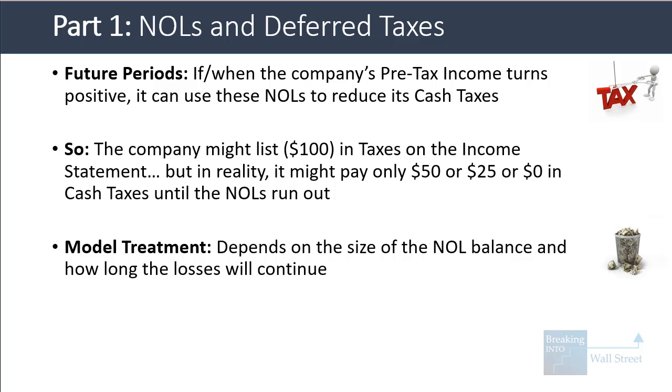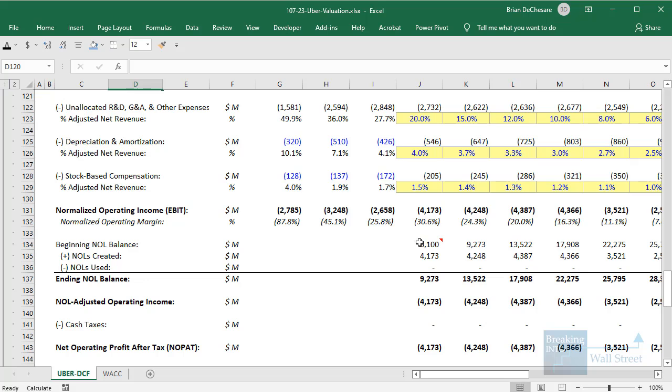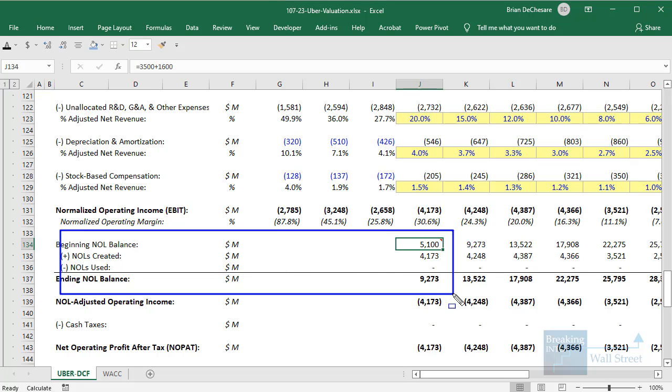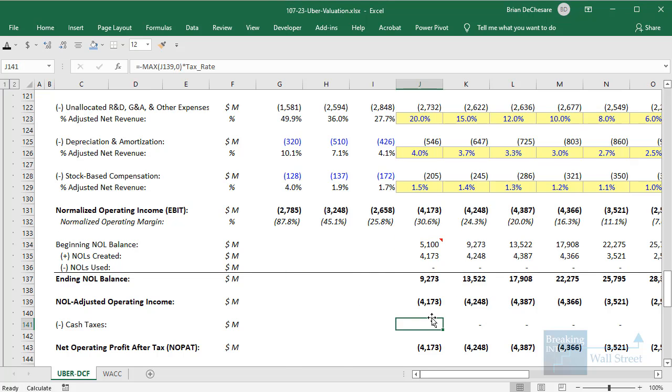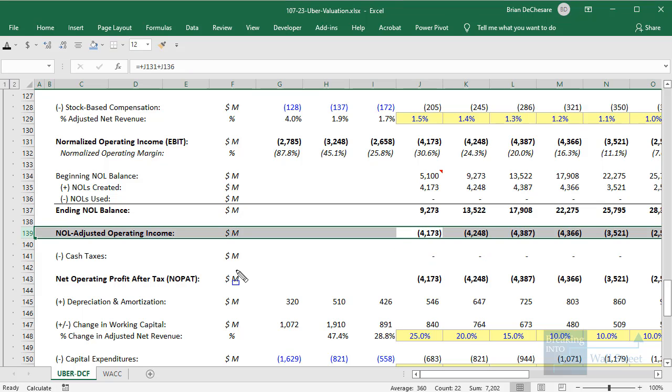Now, the model treatment here really depends on the size of the NOL balance and how long the losses are expected to continue. If the company has a huge balance, and there's a good chance these losses will continue because it's an unprofitable tech startup or tech company, for example, you should probably build a schedule. We have an example of this in our Uber valuation where we create NOLs and then we use them up here. And then we just calculate the cash taxes directly based on the NOL adjusted operating income here.